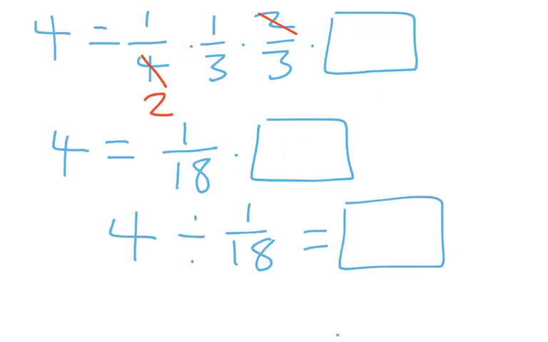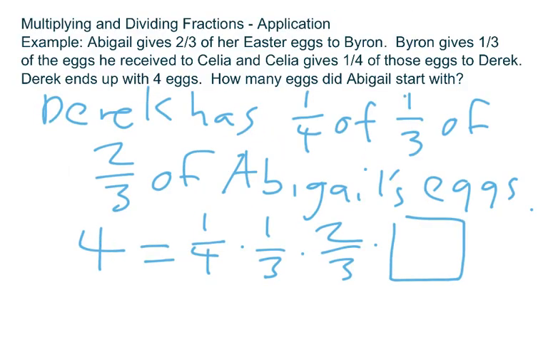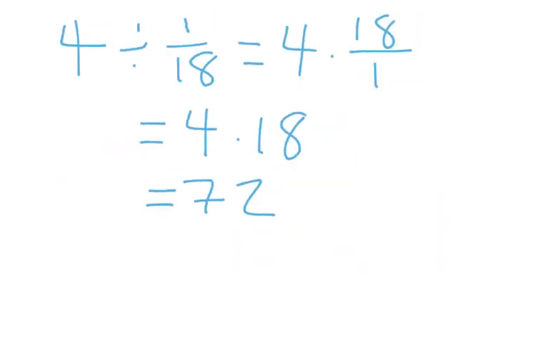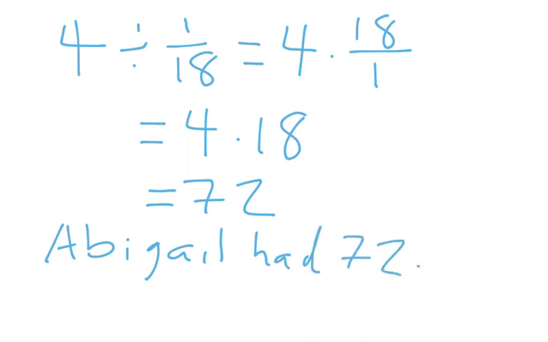So if we go back to the original question just to remind ourselves what it is, the question in the beginning was how many eggs did Abigail start with? This is our answer. Abigail had 72 eggs.